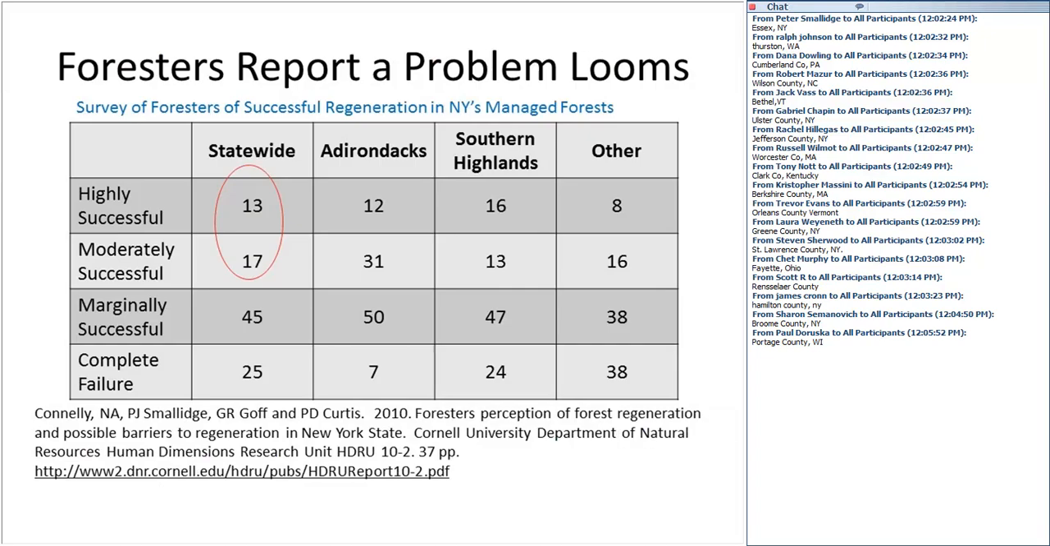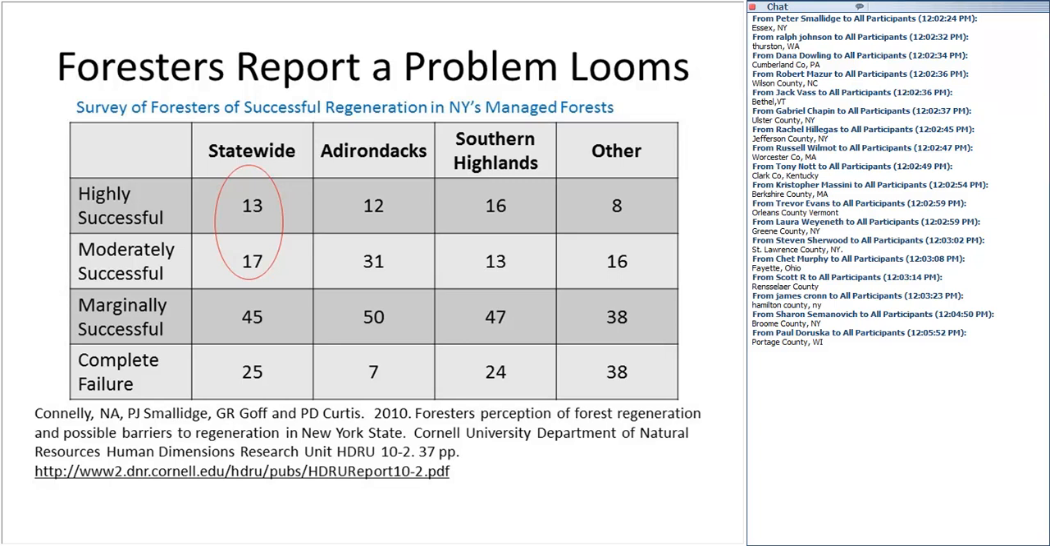So this is kind of concerning. And it aligned, coincidentally, very well with work that we had done when we surveyed foresters. So this was a Human Dimensions project where we sent a mailing out to foresters in New York, and we asked them to reflect on a stand that they had recently visited that had been harvested in a way that it should regenerate, and we gave them parameters for how we defined successful regeneration. And statewide, we came up with 30% in the successful, highly successful, or moderately successful range. So we were at 30%. The Nature Conservancy was at 43%. So those didn't line up perfectly, which you wouldn't expect.